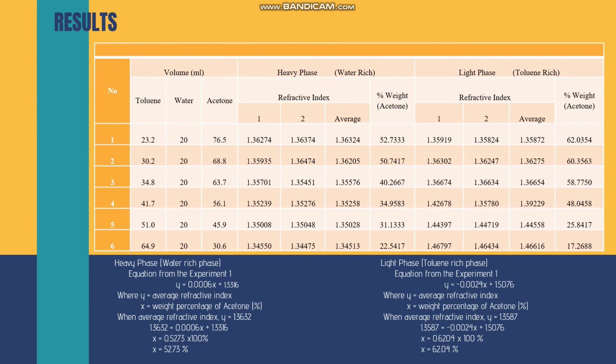As you can see, the equation of water-rich phase from experiment 1 is y equals 0.006x plus 1.3316, where y represents the average refractive index and x represents the weight percentage of the acetone. So when the average refractive index is y equals 1.3632, we substitute into the equation and find that x is 52.73%.